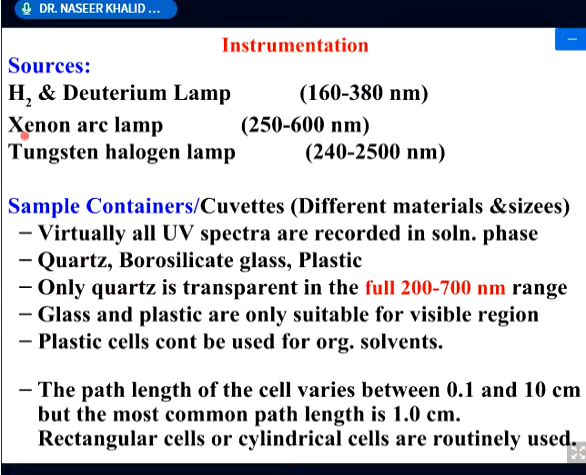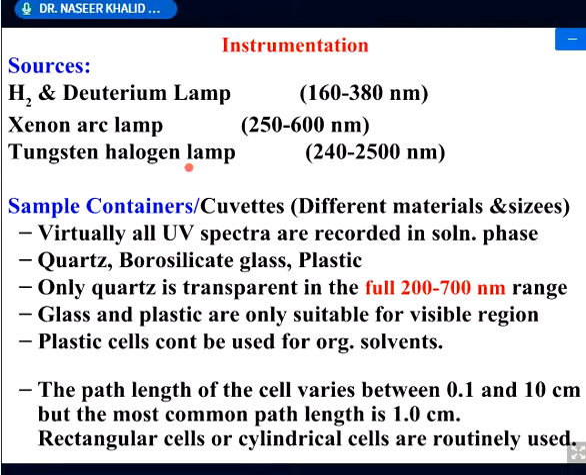Now, there is the xenon arc lamp. This is giving us radiation, a source of UV visible radiation in the region of 250 to 600 nanometer. So this is giving us the visible region also. Now there is another one, the tungsten halogen lamps. These are the most widely used.